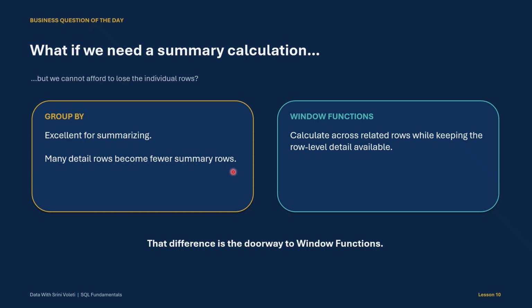Now imagine leadership asks a different question. Show me every provider, but also show how that provider compares with other providers in the same specialty. We need the detail row to remain. At the same time, we need a calculation across a related set of rows. That's why window functions become extremely powerful.